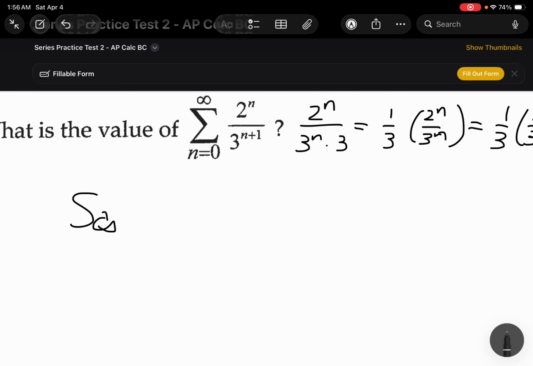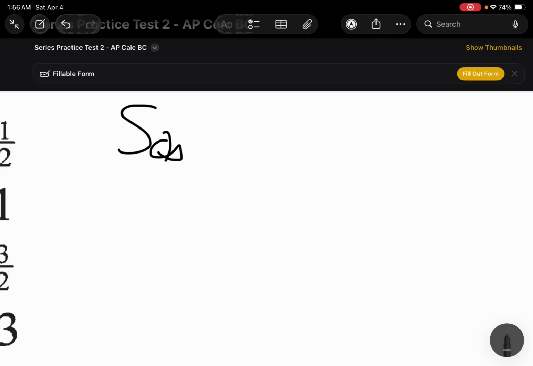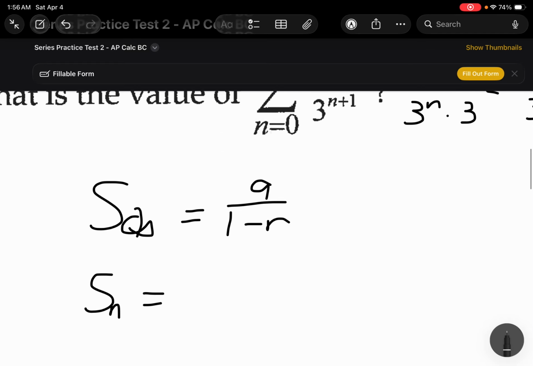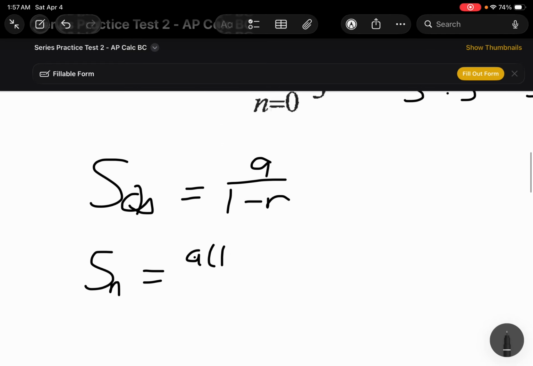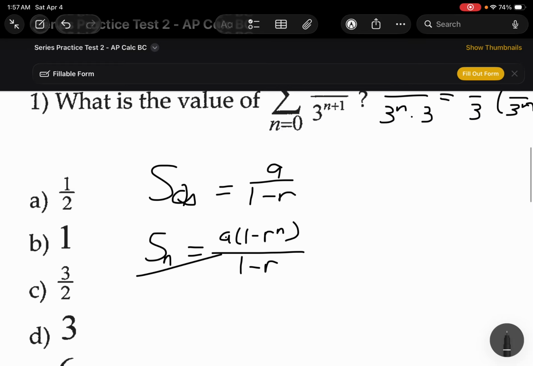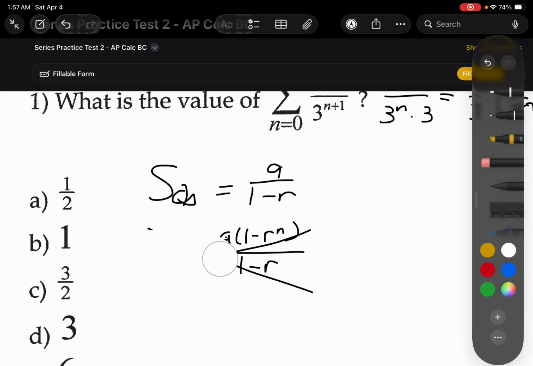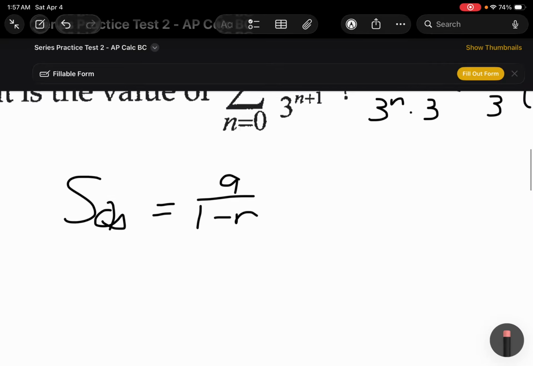Remember that there are two formulas for geometric series: S_n and S_infinity. S_infinity is a over 1 minus r, and S_n is a, let me write that, a times (1 minus r to the n) over 1 minus r. We're not going to use this one since we are using an infinite series, and that S_n formula is for solving for a specific term. So we're going to apply this formula.